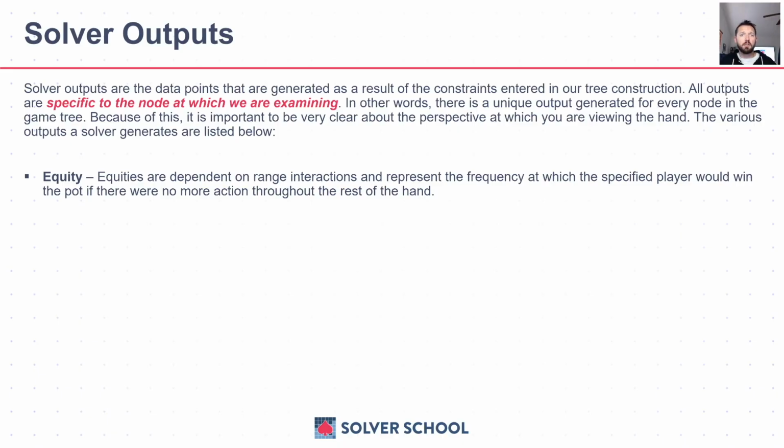So the first output that the solver generates is equity. And equity is an output to some degree, but it's really only dependent on range interactions. What equity represents is the frequency at which the specified player would win the pot if no more action would happen through the rest of the hand. So it's not dependent on strategic decisions. It's not dependent on future action. It's only dependent on the two ranges that are present at that given node and how those two ranges interact with one another and the frequency at which either one of those ranges would win the pot if the hand was checked down from there to the river.